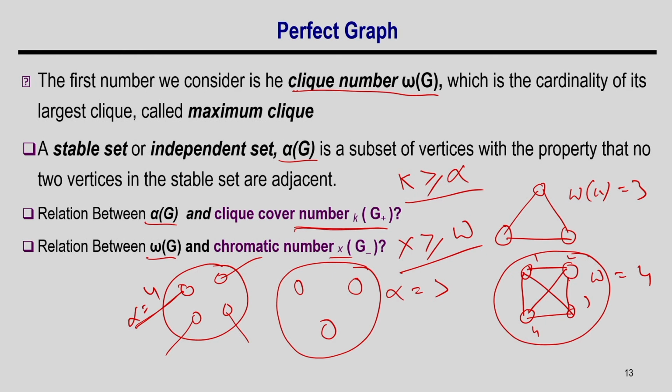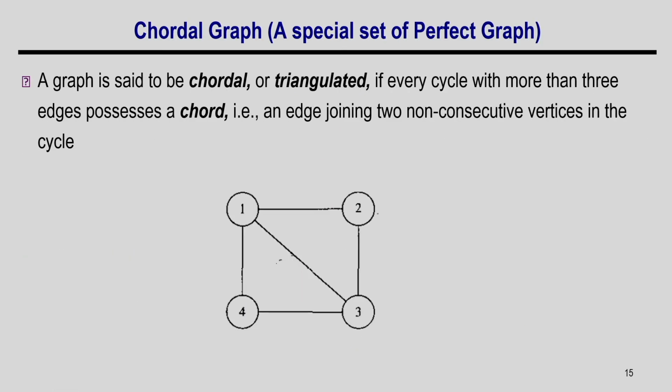So, the maximum number of nodes here will be equal, and similarly, the maximum size of the independent set, this alpha, should be equal to this number. Okay. So, then I will say this is a perfect graph. So, this is the definition of a perfect graph.